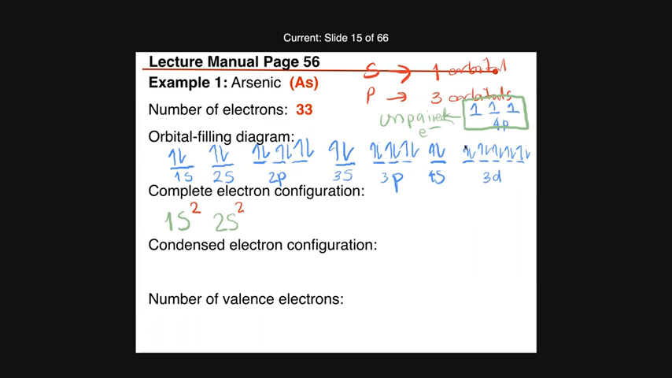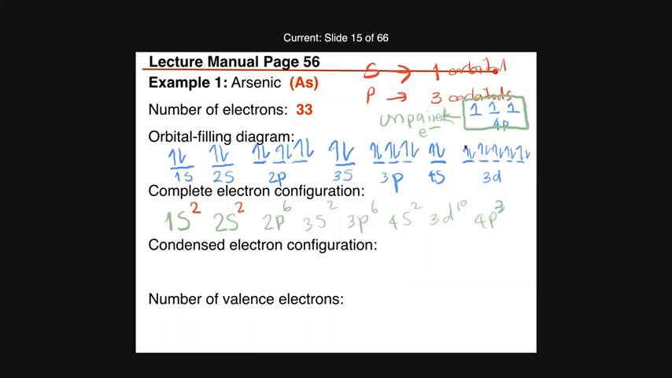So we know that we already filled out the orbital diagram. We know that 2p contains 6 electrons, so it would be superscript 6, right? 3s would be 2, 3p would be 6, 4s would be 2, 3d would be 10, and then 4p would be 3. So that's how you fill out the complete electron configuration.